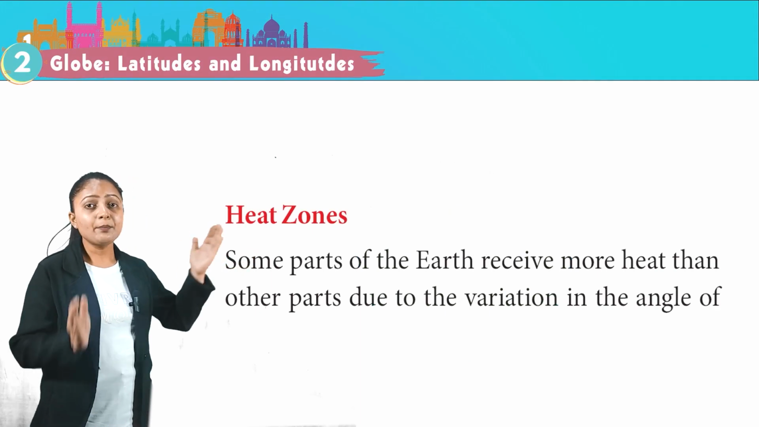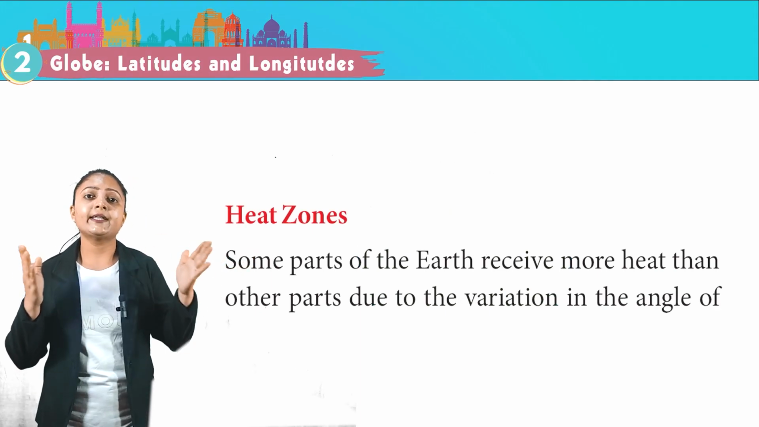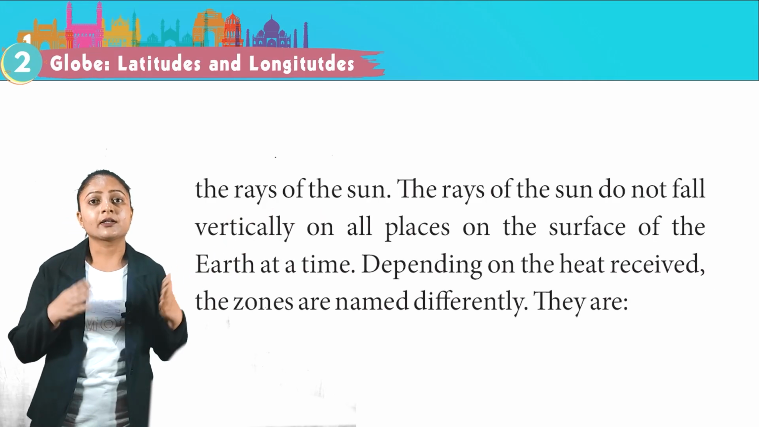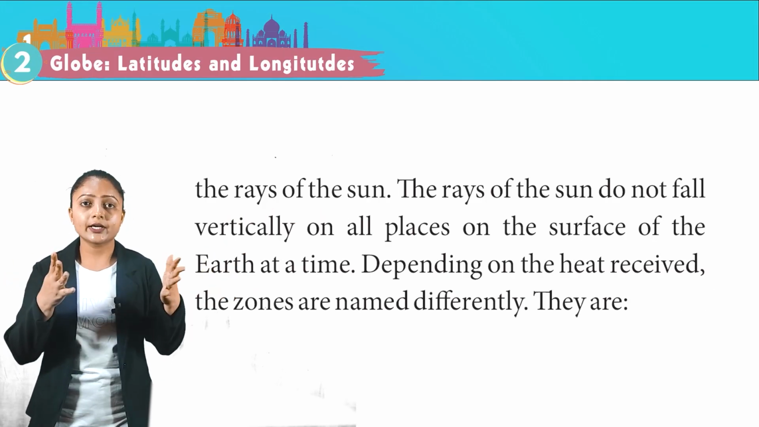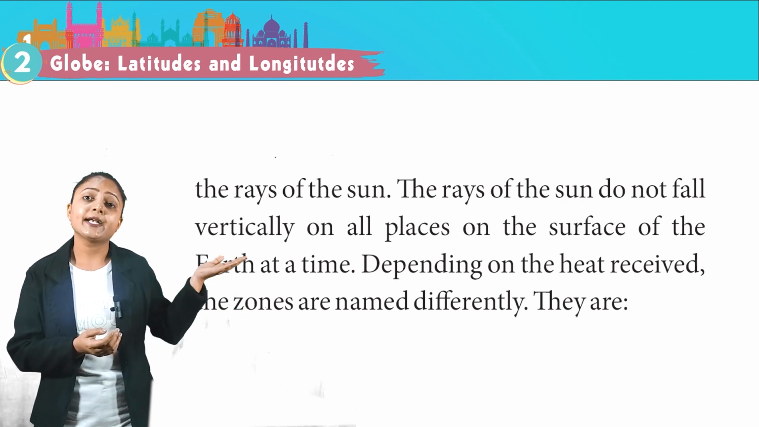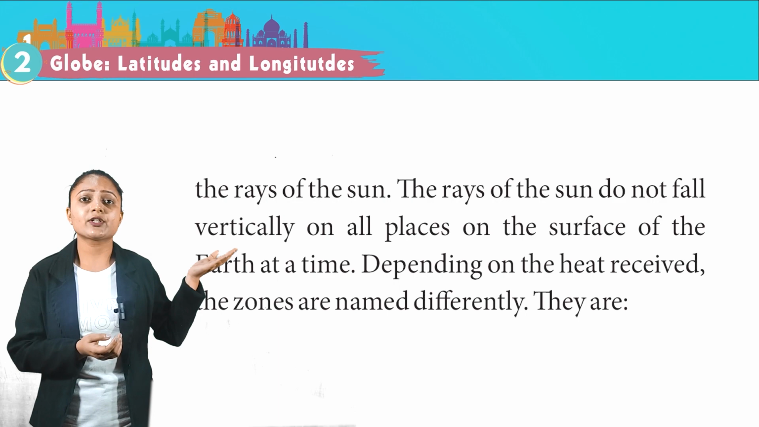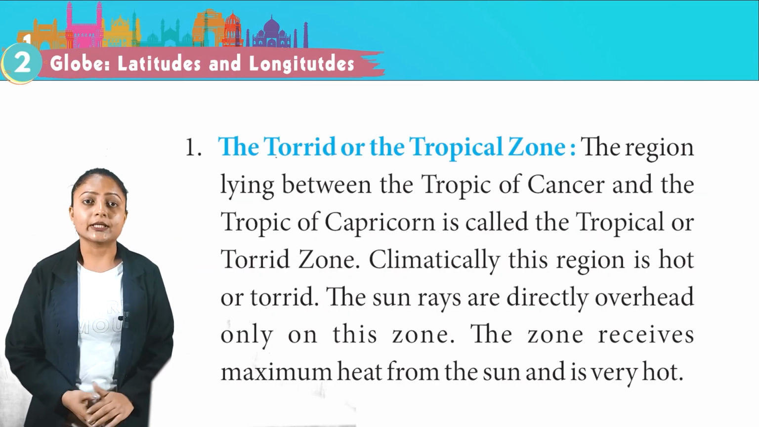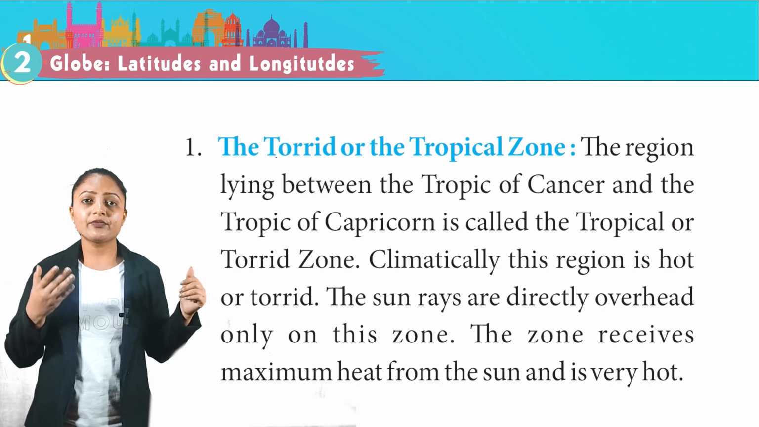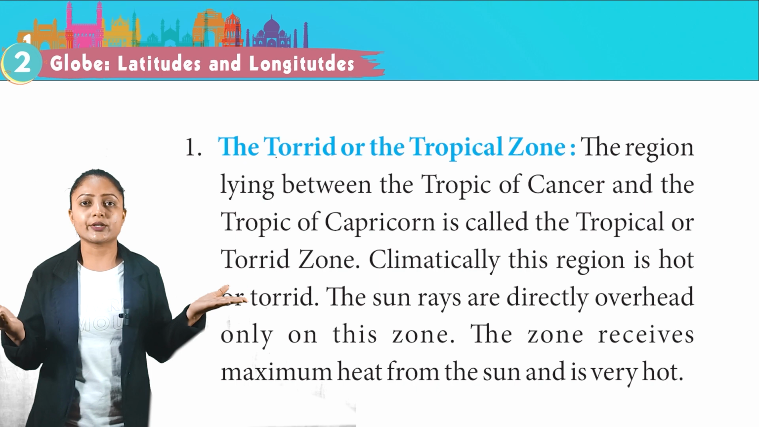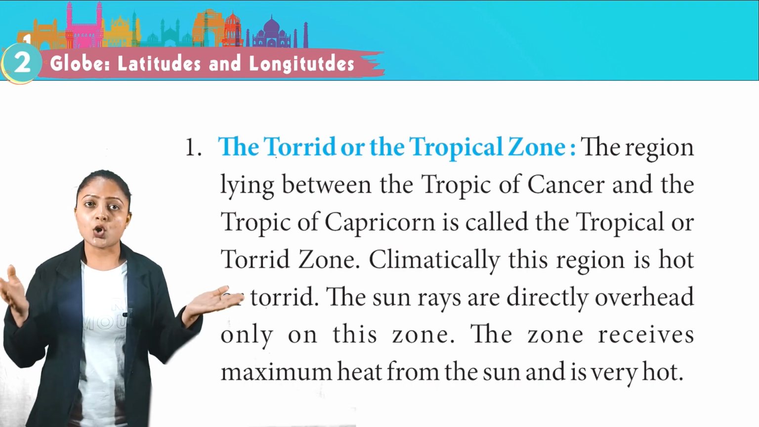Heat zones. Some parts of the earth receive more heat than other parts due to the variation in the angle of the rays of the sun. The rays of the sun do not fall vertically on all places on the surface of the earth at a time. Depending on the heat received, the zones are named differently. They are the torrid or the tropical zone. The region lying between the Tropic of Cancer and the Tropic of Capricorn is called the tropical or torrid zone. Climatically, this region is hot or torrid.